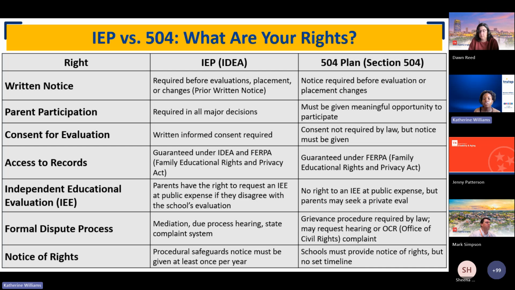And then as far as your parent rights and knowing your procedural safeguards, under the IEP, you must receive notice and be given that information at least once per year. Typically, when I'm in meetings with families, it's offered to them at every meeting, but it does have to at least be offered once a year. For the 504 plan, the school must provide a notice of your rights, but there is no set timeline. Again, typically in those meetings, they will offer it to the parent, and the parent can accept it or decline it.